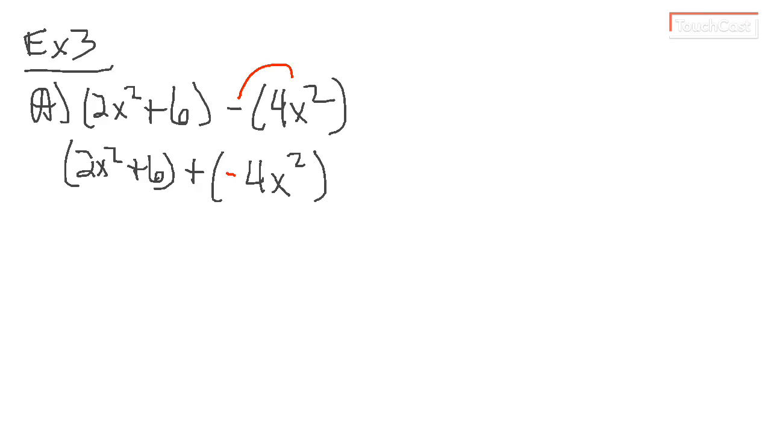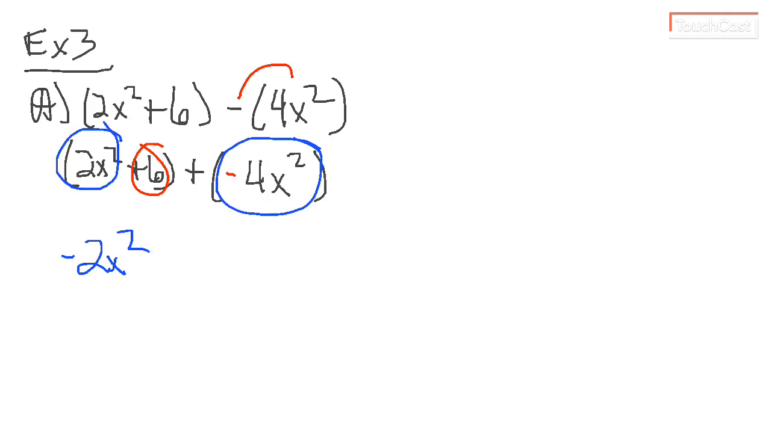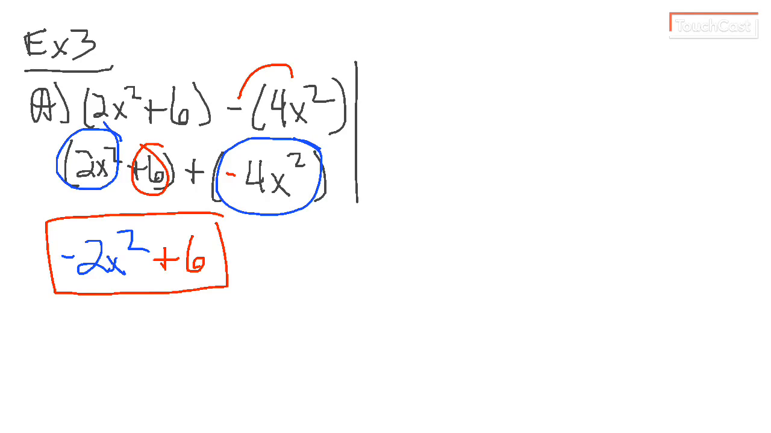Now, this is just an addition problem, like we just looked at. So we're going to combine like terms. We've got 2x squareds, and we've got minus 4x squareds, and then we have a 6. So let's combine the like terms. 2x squared minus 4x squared is going to give us a negative 2x squared. And there's nothing to combine the 6 with, so we just bring down a plus 6. All done with that problem. So let's look at one more.